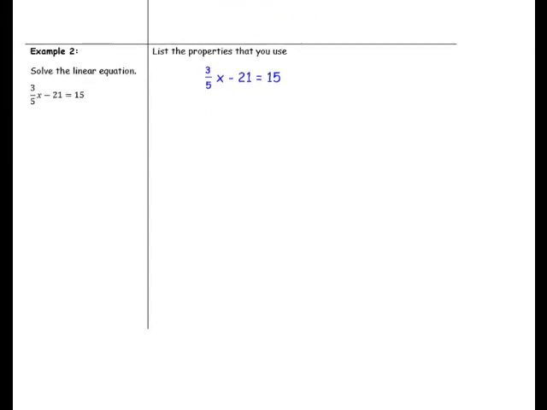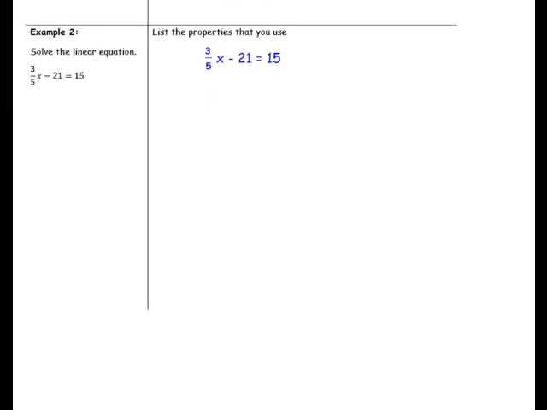Let's continue with example 2. Solve the linear equation. 3/5 of a number minus 21 is equal to 15, and list the properties that you use. In this problem, we have the value of x on the left as well as a constant, and then a constant on the right. So the most efficient way to solve this will be to take care of the -21 and move it to the right side. So you do the opposite operation. It says to subtract 21, so we will add 21. We add the same number on both sides of the equal sign.